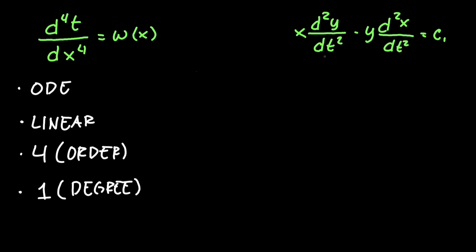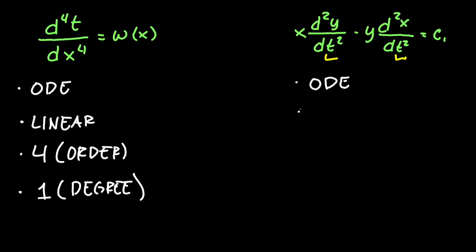So next problem, x multiplied by the second derivative of y with respect to t minus y multiplied by the second derivative of x with respect to t equal to a constant, or constant sub 1. You can see here that it is d t squared, so it only has one independent variable. So this would be an ordinary differential equation.